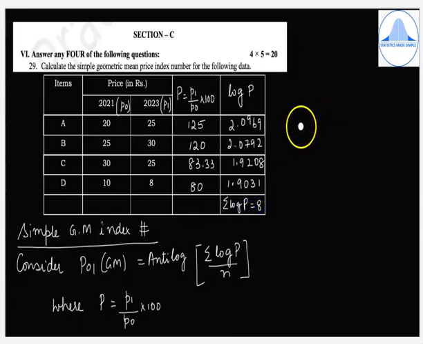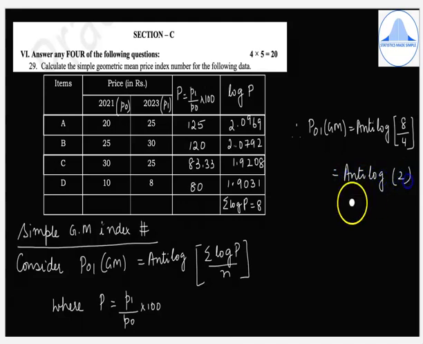So computing here, so therefore P01 of GM is equal to anti-log of 8 divided by the number of items which are given is 4. So that means n is 4, which is equal to anti-log of 2. So therefore P01 of GM is equal to 100.